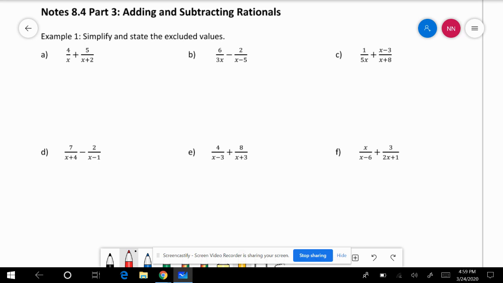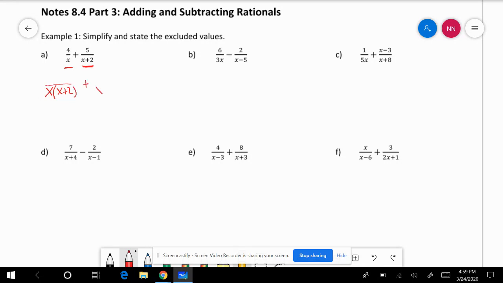What we're going to do now is continue adding and subtracting rationals. When we're looking at these, we notice that we have different denominators: we have x and we have x plus 2. So our common denominator is going to be the product of the two, x and x plus 2. We're going to do that for both of the terms.